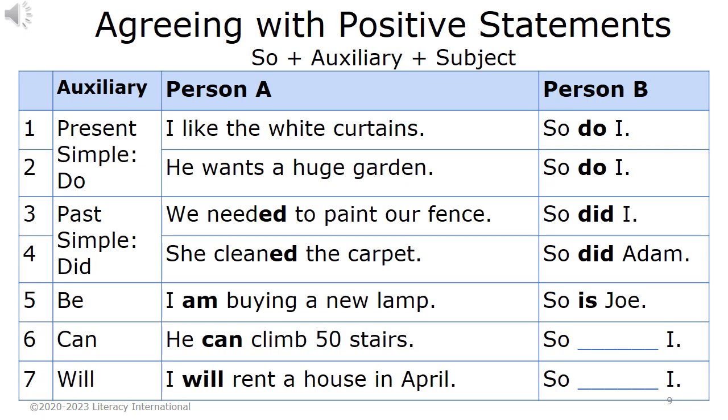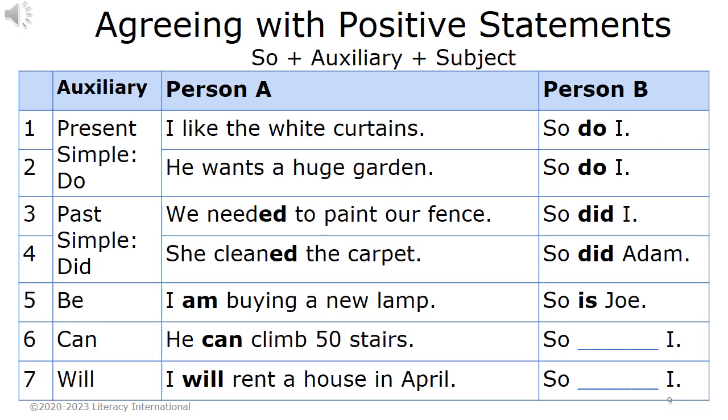So do I. 2. He wants a huge garden. So do I. Past simple, did. 3. We needed to paint our fence. So did I. 4. She cleaned the carpet. So did Adam. 5. Be. I am buying a new lamp. So is Joe. 6. Can.